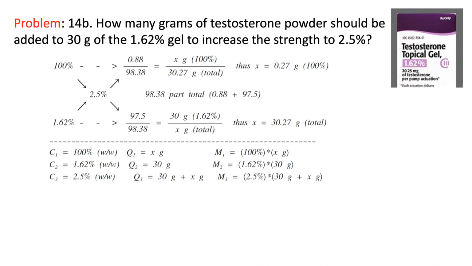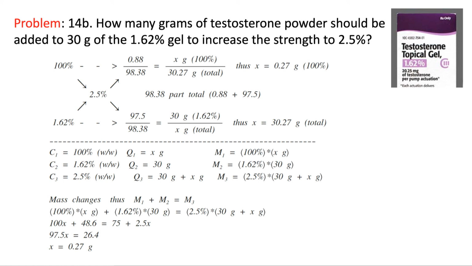And I know that the final weight I would get, the final quantity at the end, would be the 30 grams plus the X grams of powder that I add. So 30 plus X is the total quantity in the end. Now, since this is a fortification, mass is changing. So this is an example where mass 1 plus mass 2 will equal our final mass.